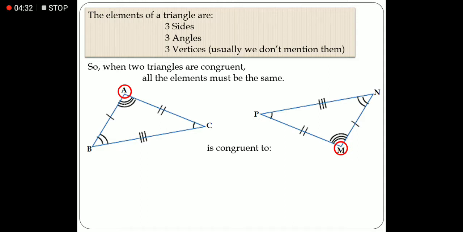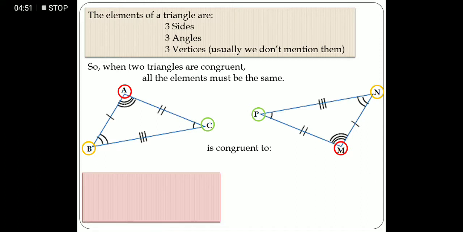What about the vertices? Here, if we put them on each other, the vertex A fits exactly on M, B fits on N, and C on P. We can rotate our triangle as much as we want until they fit on each other. When we talk about congruent triangles, we have congruent elements and homologous elements. What's the difference between them?